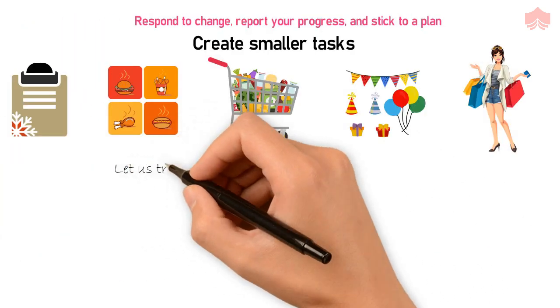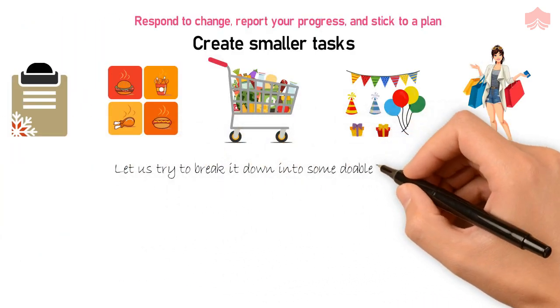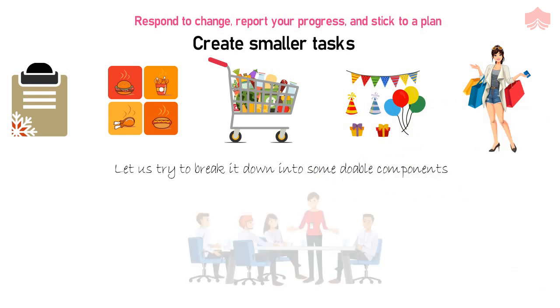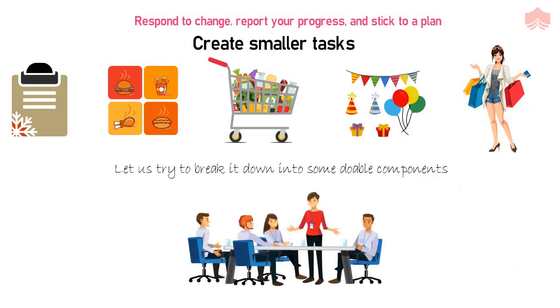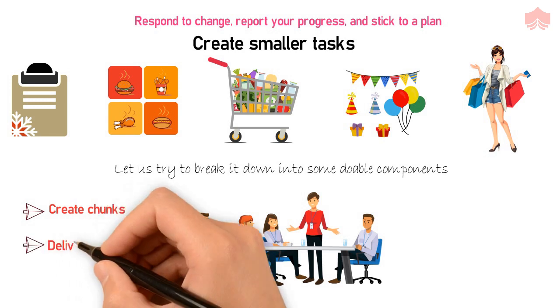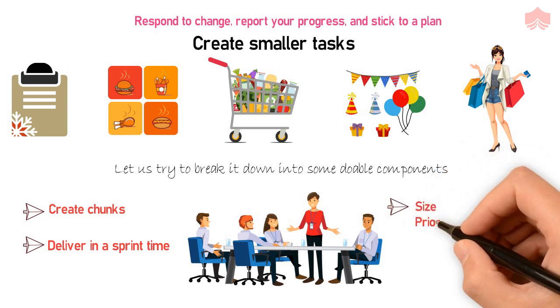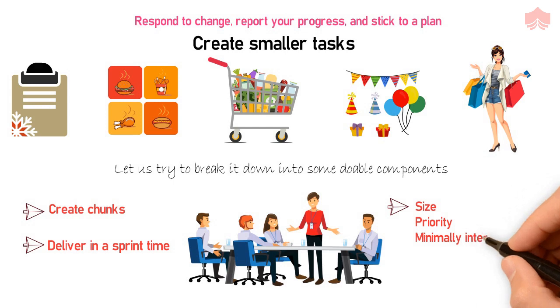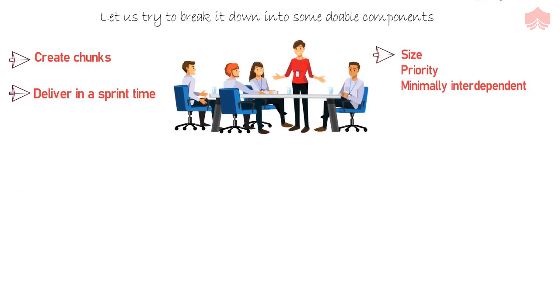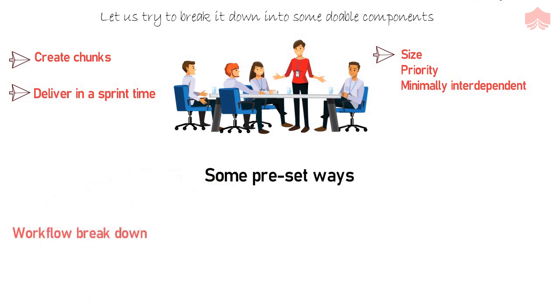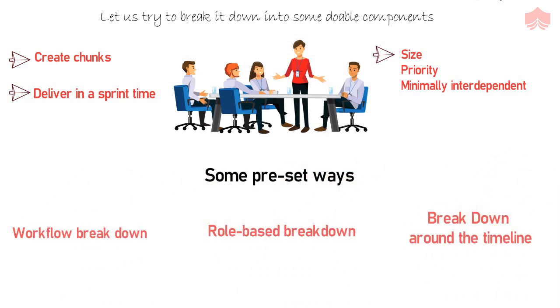Coming back to our example, let us try to break it down into some doable components. It is really important to create chunks out of the epic so that the team can pick those up and deliver in a sprint time. You can compare this activity to art, which requires precision in terms of size, priority, minimally interdependent, etc. There are some preset ways of doing it, like workflow breakdown, role-based breakdown, and breakdown around the timeline.